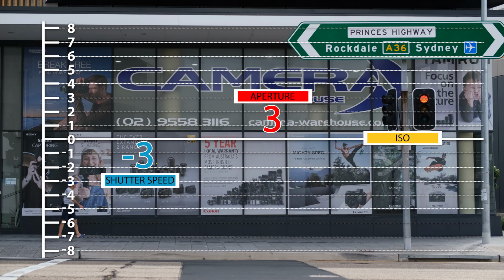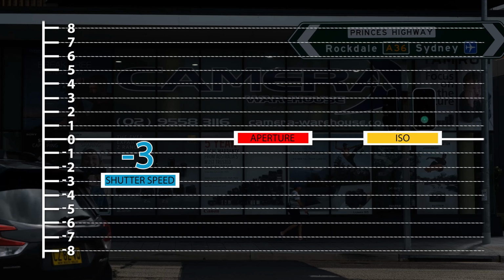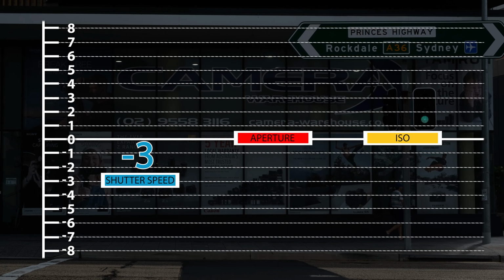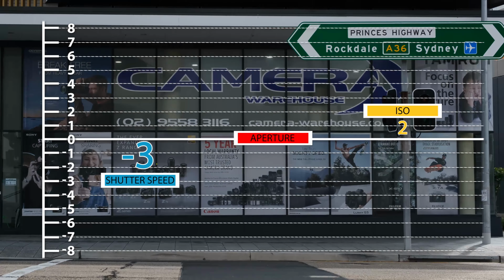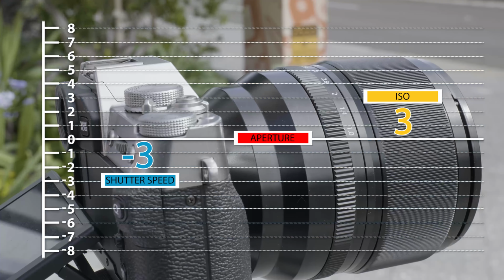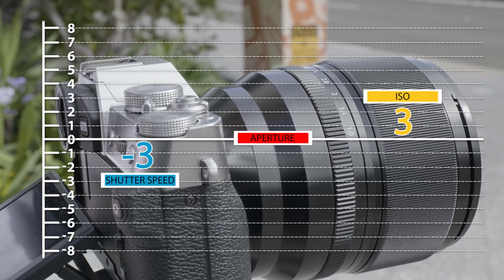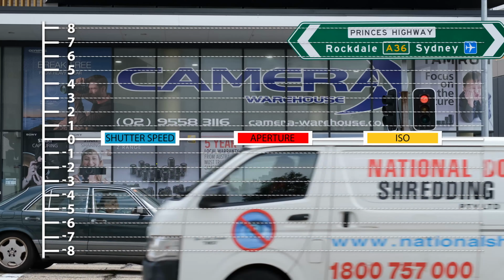I'll put the aperture back to where we had it, 3 stops back down, and I'll move the ISO 3 stops up. And again, this isn't talking about how you would correctly expose an image. This is just looking at the relationship between shutter speed, aperture, and ISO.